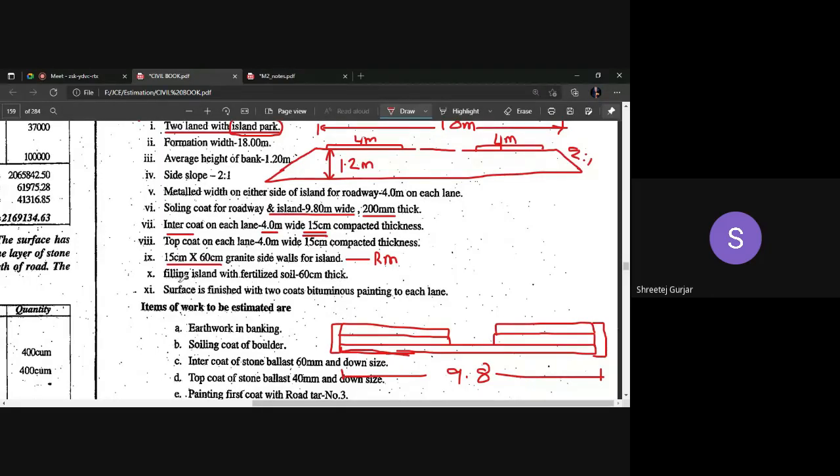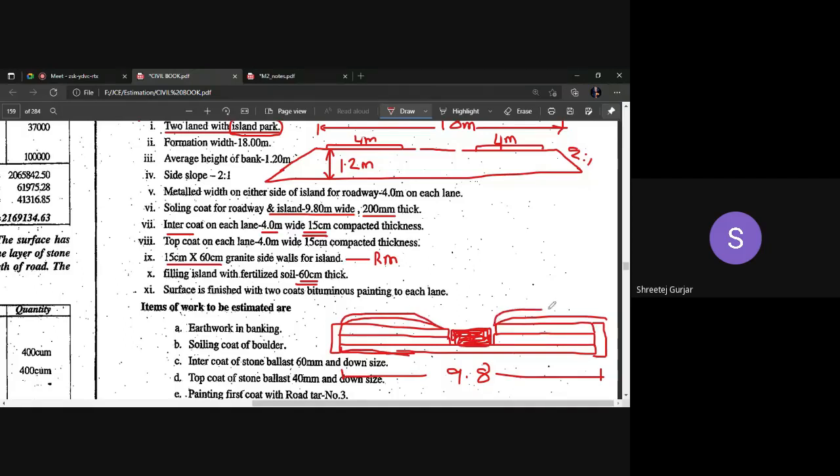No problem. Filling island with fertilizer soil 60 centimeter thick. So you have to fill this central part with soil. The thickness of this is 60 centimeter. You have to fill 60 centimeter thick soil over here in between. Surface is finished with 2 coats of bituminous paint to each layer. So on top of this, you have 2 layers of paint.